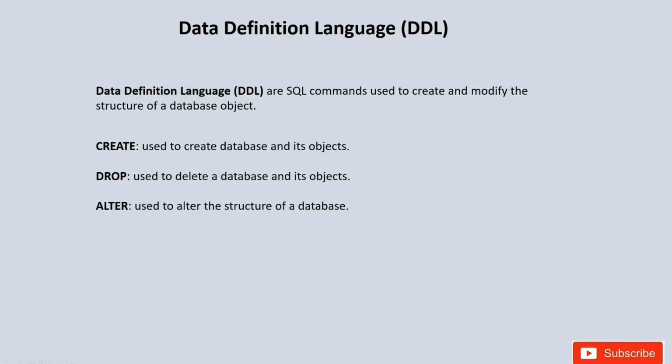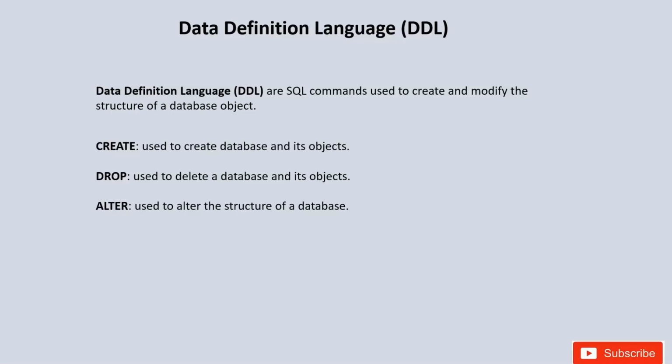Data definition language are SQL commands that are used to create and modify the structure of a database object. We have the create command, which is used to create a database and its objects. By the way, when we talk about objects, objects in SQL really just means anything that points towards data. So a table, for instance, is an SQL object. If you remember earlier on, we used the create command to create a database.